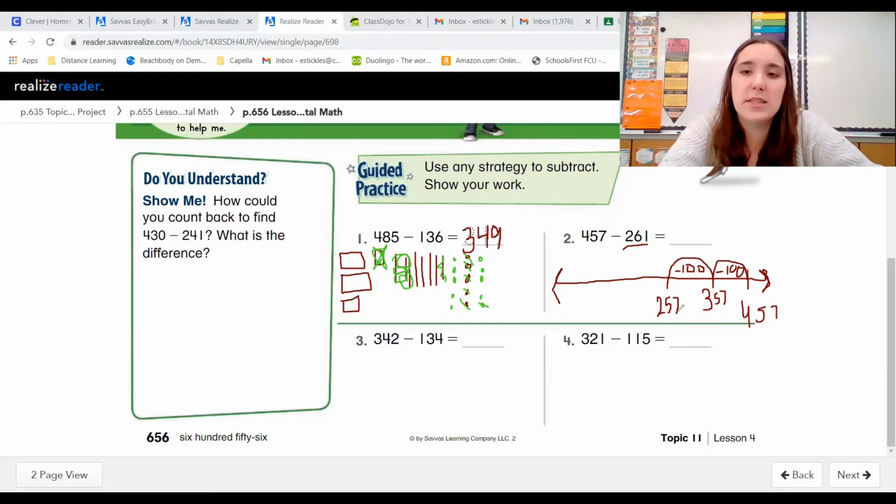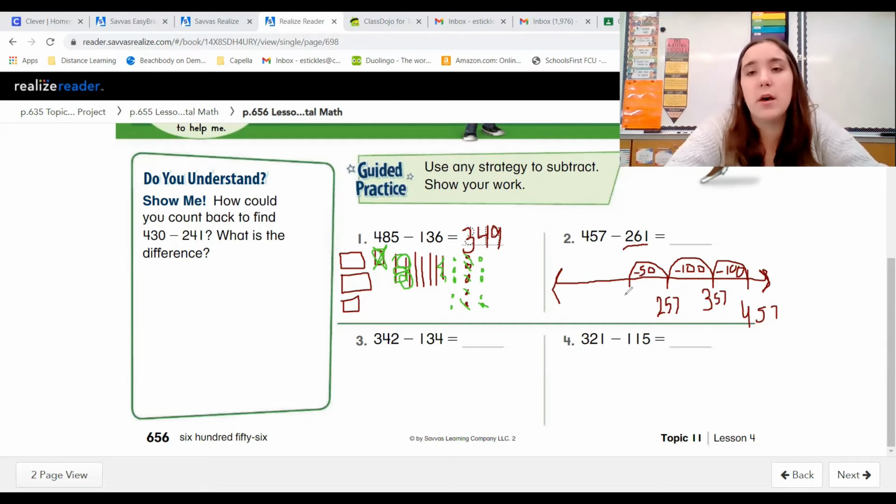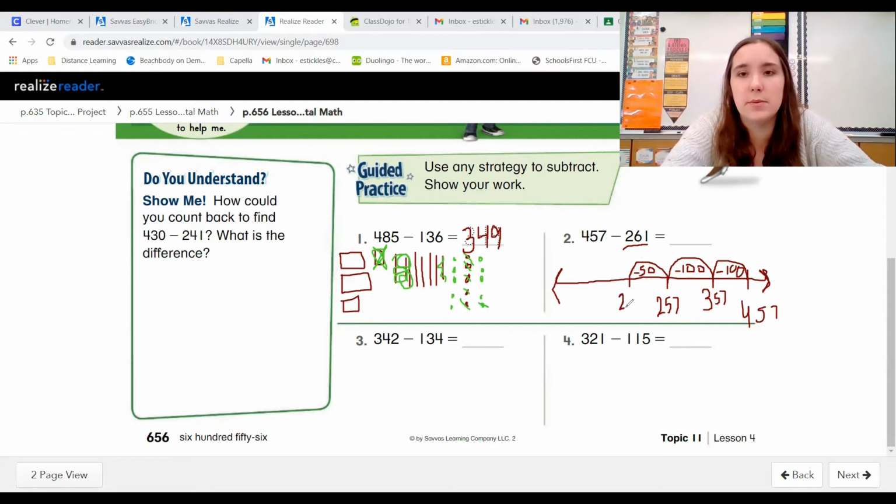Now I need to take away 6 tens. I'm going to do this in chunks. So I know that I have 5 tens right now in 257, so I'm going to take away 5 of my tens. So minus 5 tens, which is 50. If I had 5 tens and I took away all 5 tens, I'm going to have a 0 in the tens place. So 200s, 0 tens, and 7 ones. That was 5 of my tens.